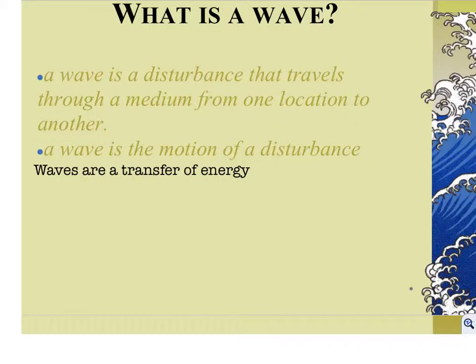Alright, so what is a wave actually? A wave is a disturbance. A disturbance is when you have a transfer of energy essentially, and it travels through a medium from one location to another. Now, waves are the motion of that disturbance. It's a visual representation of what's happening. And again, waves are a transfer of energy.